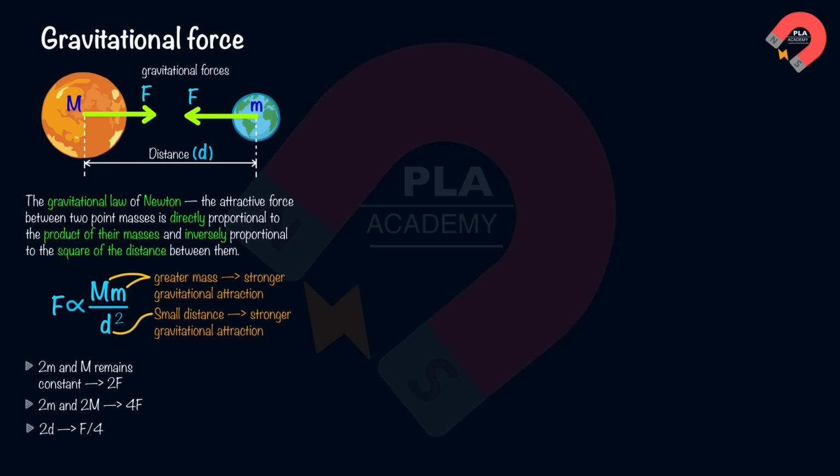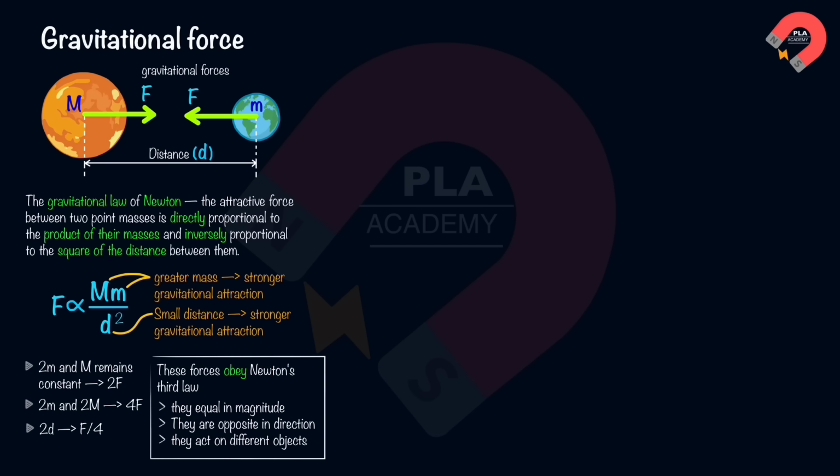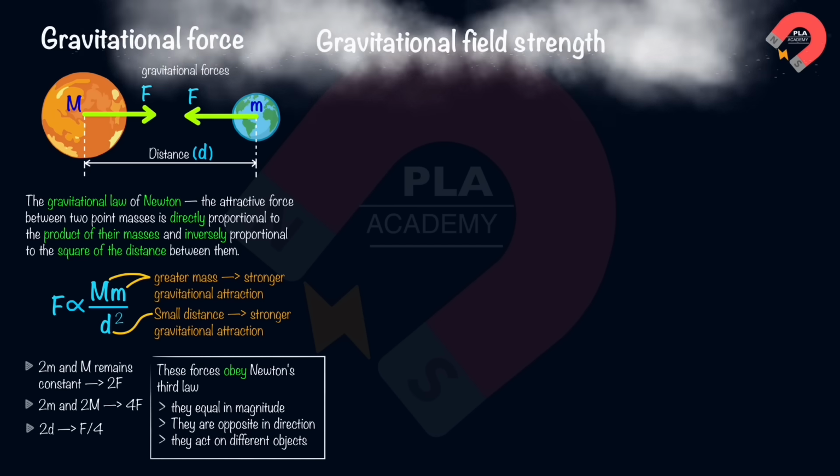This is because the force is inversely proportional to the square of the distance. These forces obey Newton's third law of motion: every action has an equal and opposite reaction. This means that the gravitational forces between two objects are always equal in magnitude and opposite in direction, even though they act on different objects.